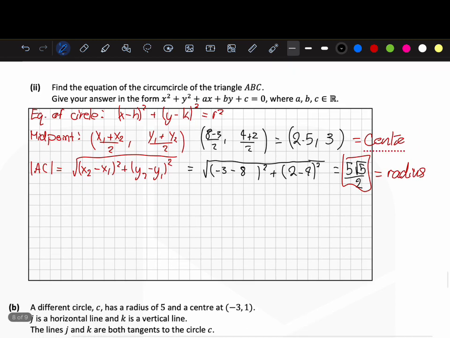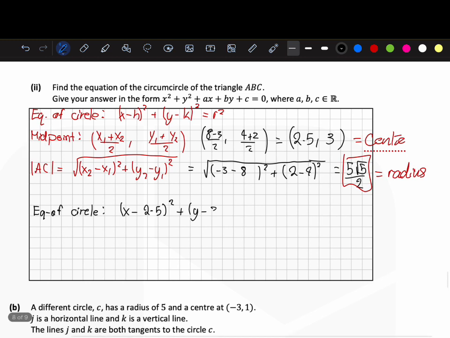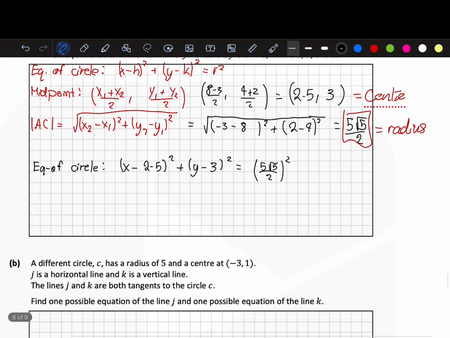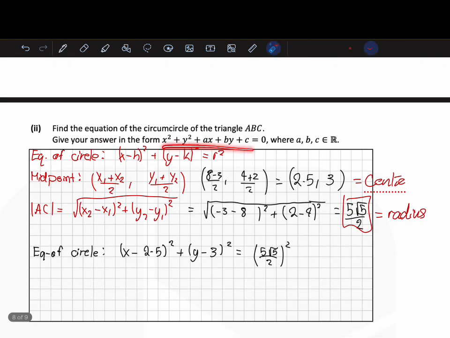So it's going to be (x − 2.5)² + (y − 3)² = (5 root 5 over 2)². And now we just need to expand the brackets because we need to have it in this form, and that's going to be our answer.